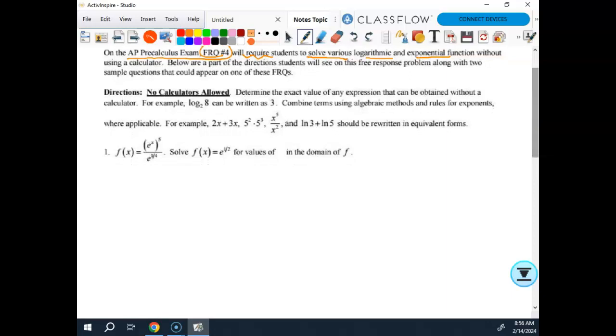Okay? So below are part of the directions students will see on this free response problem, along with 2 sample questions that could appear on one of the FRQs. So not saying that this is what the FRQ would look like, but this could be part of the FRQ. So the directions say, no calculators allowed. Determine the exact value of any expression that can be obtained without a calculator. For example, log base 2 of 8 can be written as 3. Combine terms using algebraic methods and rules for exponents where applicable. For example, all this stuff should be written in equivalent forms.